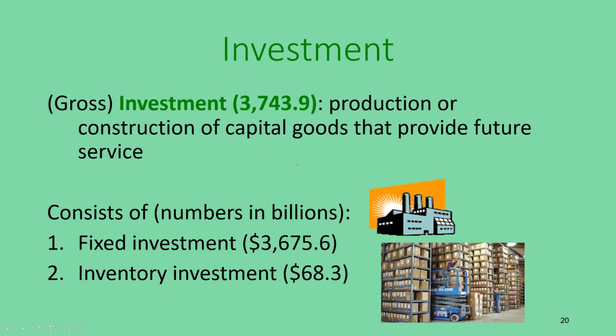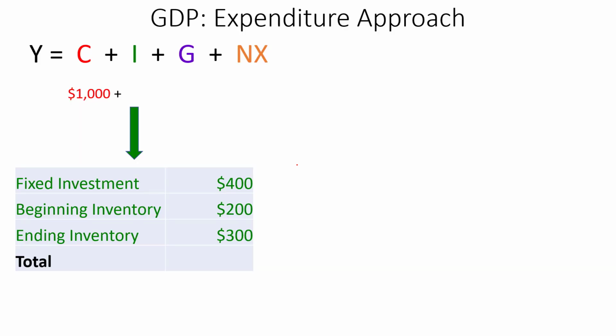So with that in mind, let's go through an example of how to calculate that. Right, so again, let's say that this is a company that has a fixed investment of $400. That's how much they've invested in, say, new machines that they're going to use to produce future goods and services. Right, let's say they had $200 in their inventory at the beginning of the year, and then they had $300 in their inventory at the end of the year. Let's go through real quickly how to calculate this.